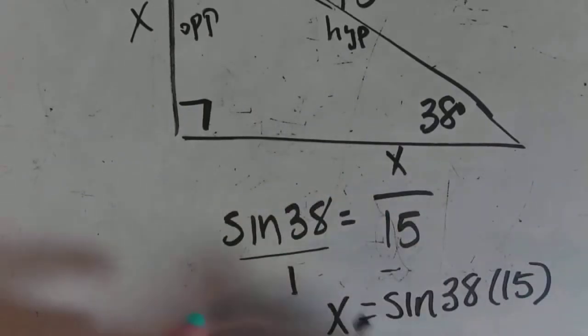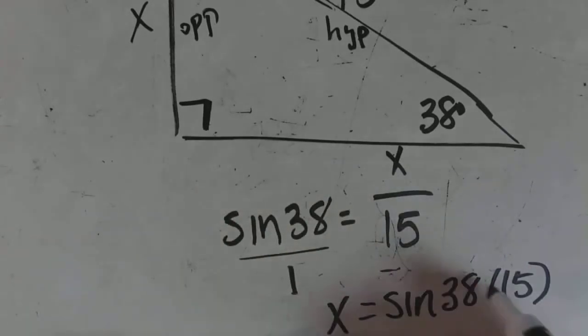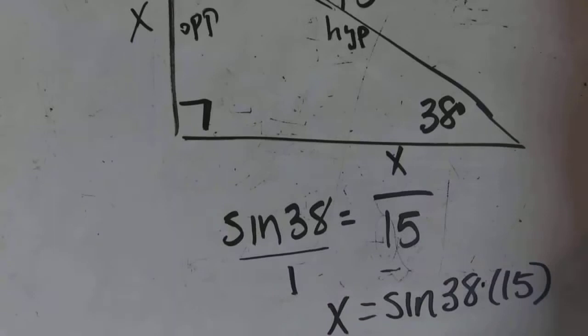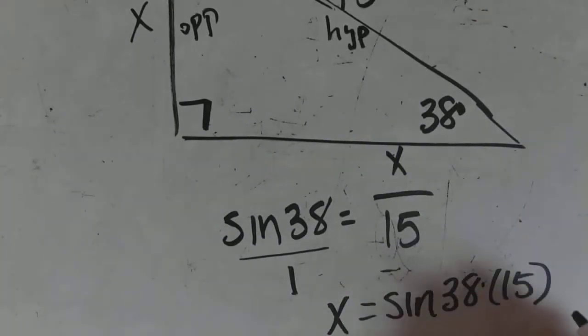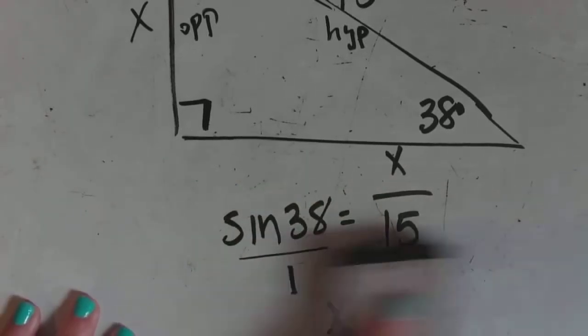When I put this over 1 to solve it, like a proportion, I get x times 1, or x, equals sine of 38 times 15. When I plug that in my calculator, and when you're plugging this in, make sure you close the parentheses around the 38, you should get x equals 9.2. When you're solving for a side, you can round to the nearest tenth, and when you're solving for an angle, you can round to the nearest degree. So that was your first example. I'm going to give you 6 more.